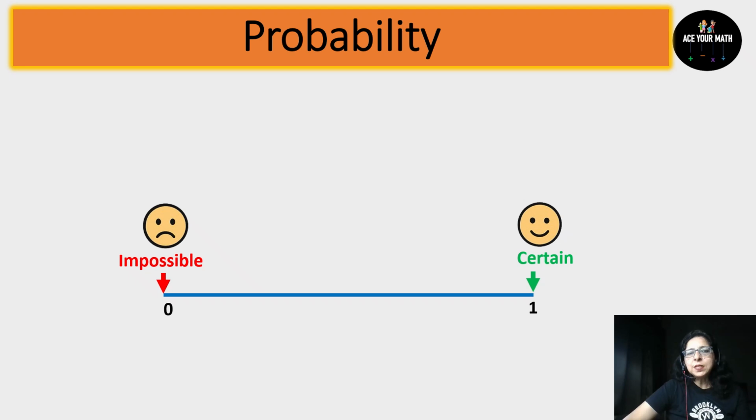Now, probability always lies between 0 and 1. Probability of 0 indicates that the event is impossible. It will never happen. And probability of 1 indicates that the event is certain. It will happen for sure.